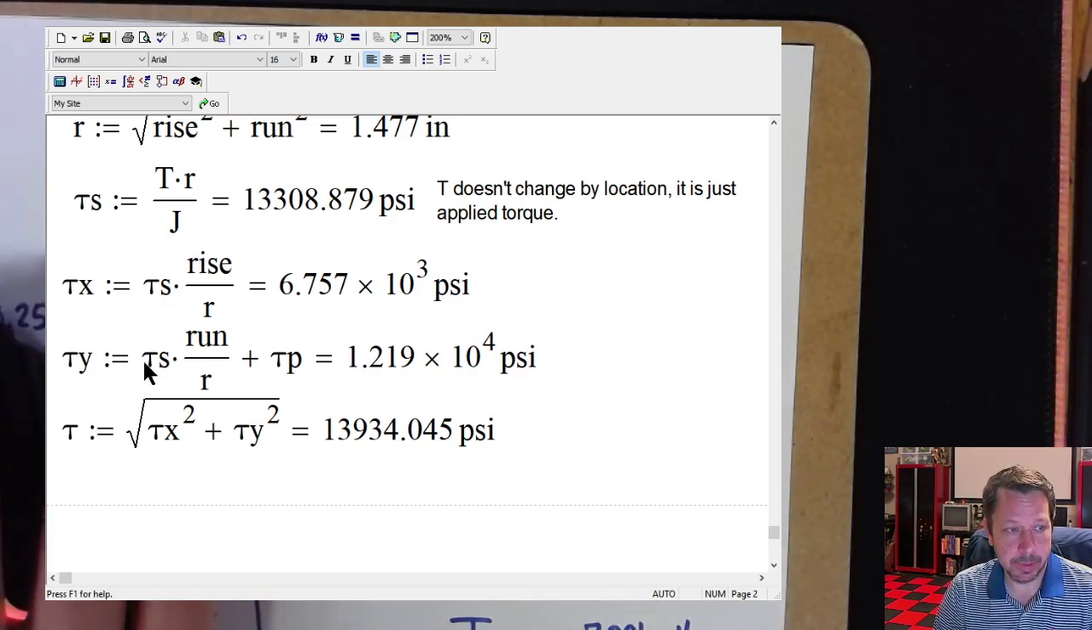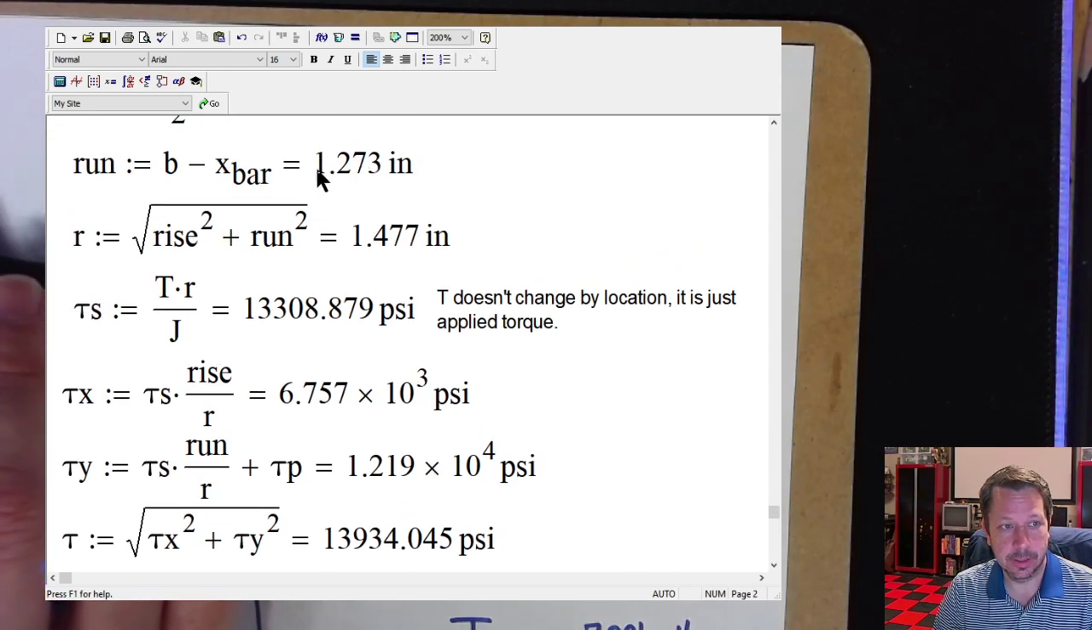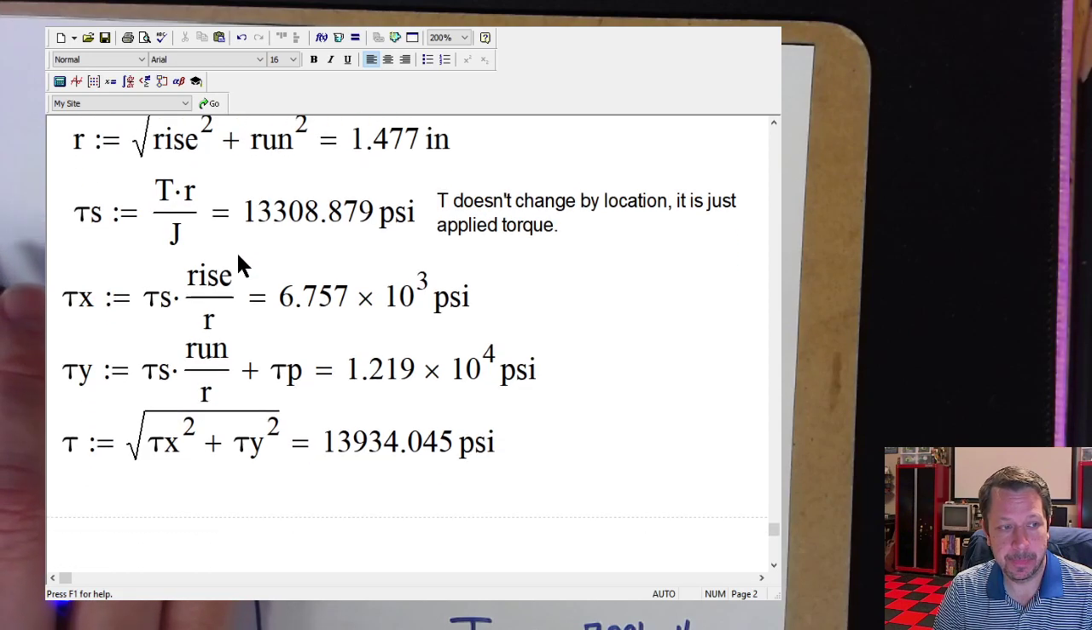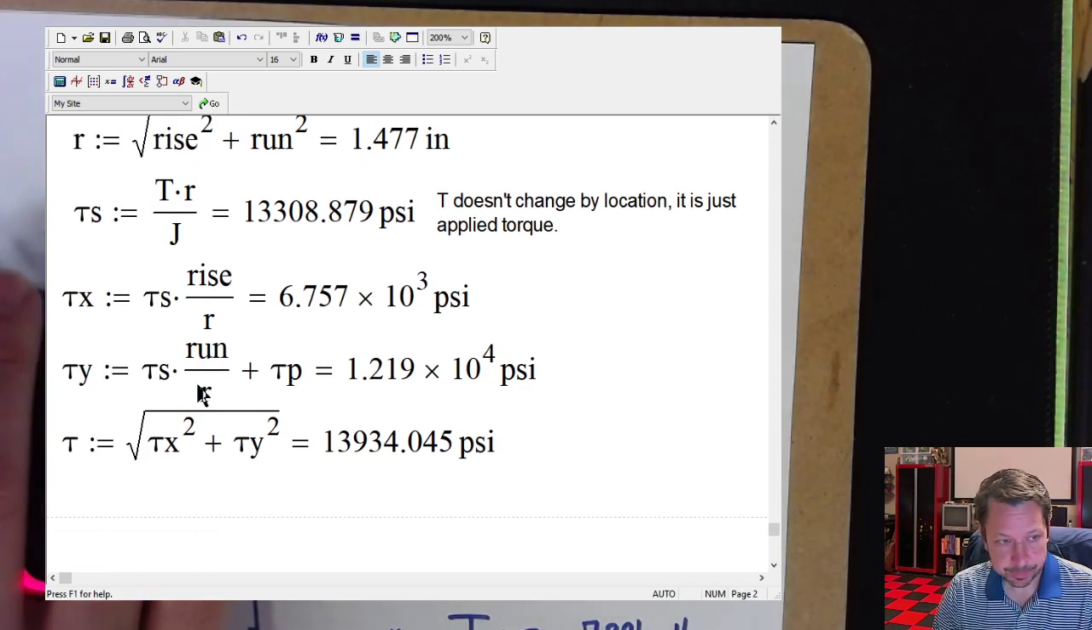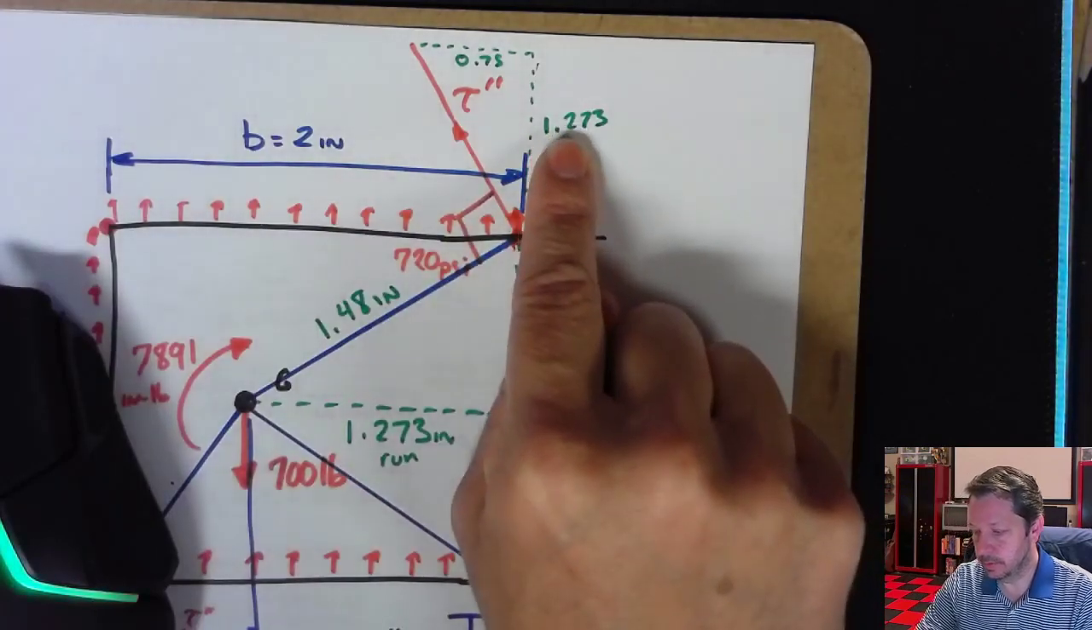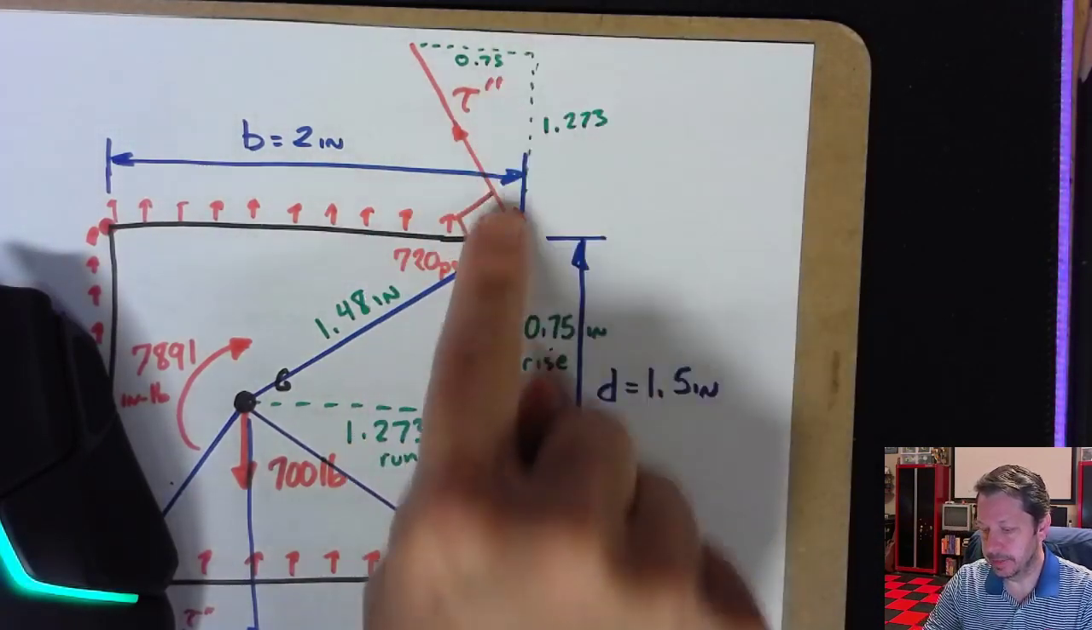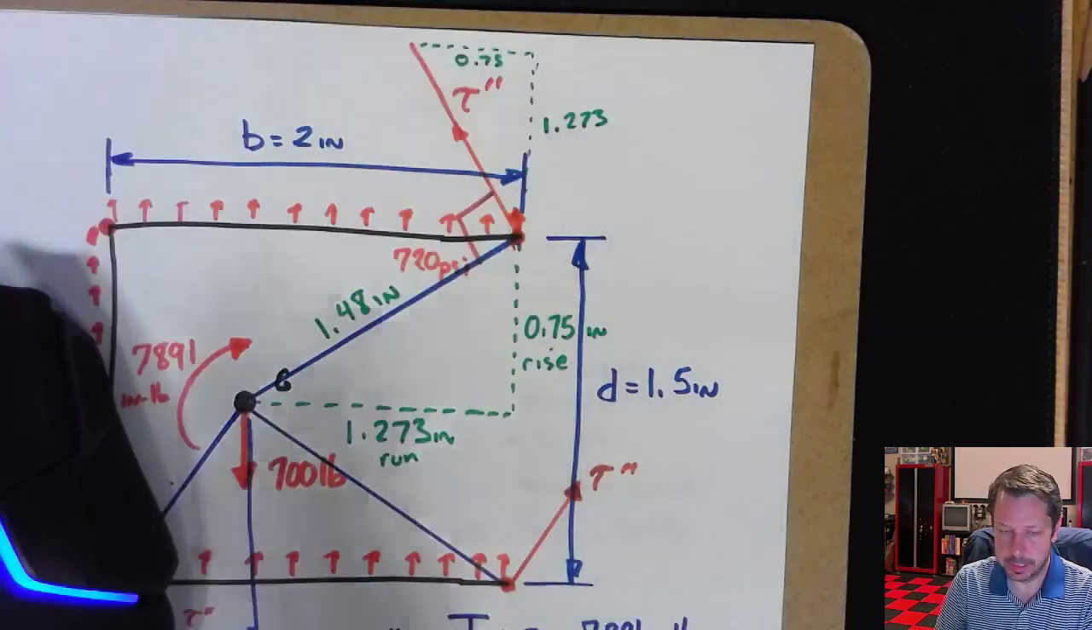They both have Y components, so here is the Y component. Again, this is run, which is the 1.273 number over R. And if you look, that would be 1.273 over R, which would give me the Y component. I'm assuming Y is positive when it goes up.